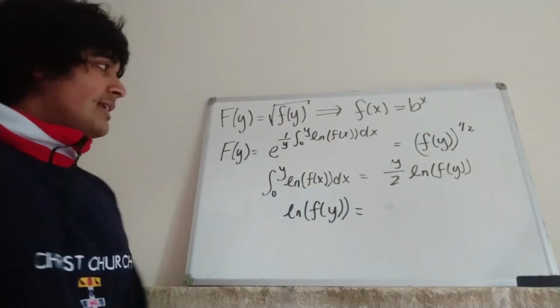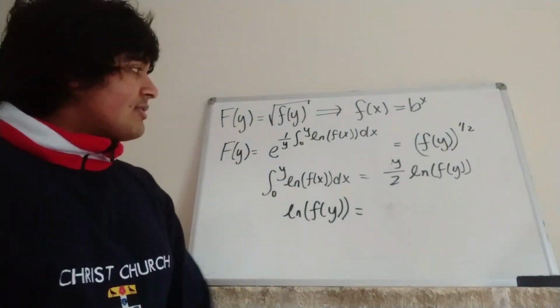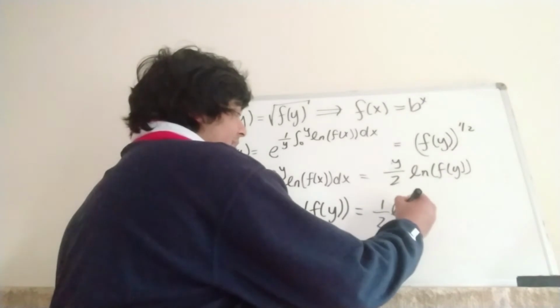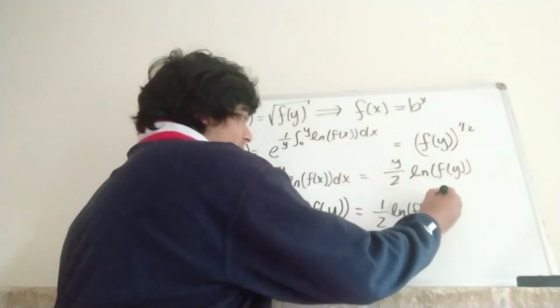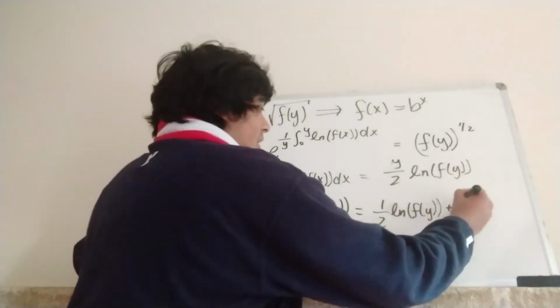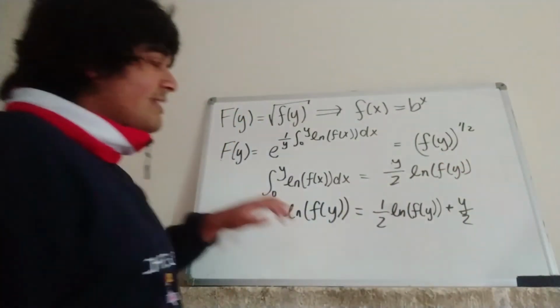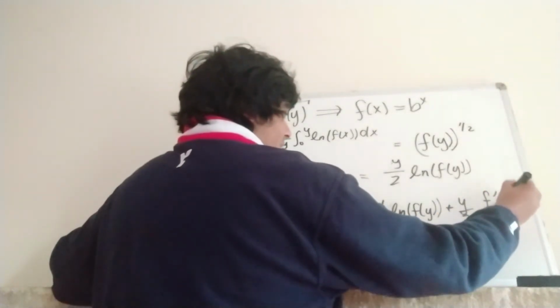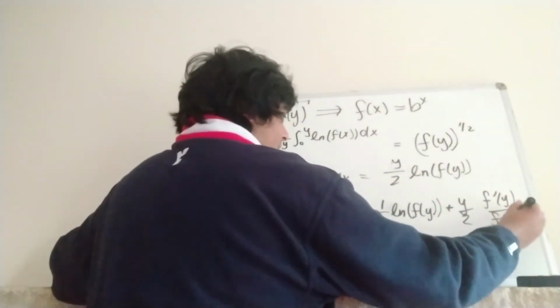And on the right hand side, differentiating this thing here, we're going to use the product rule. So let's differentiate y over 2 to give us a half, and then multiplied by ln of f of y. And now let's differentiate this guy here and keep this. So plus y over 2 times the derivative of this guy here. So we're going to use the chain rule. This is just f prime of y over f of y, like so.